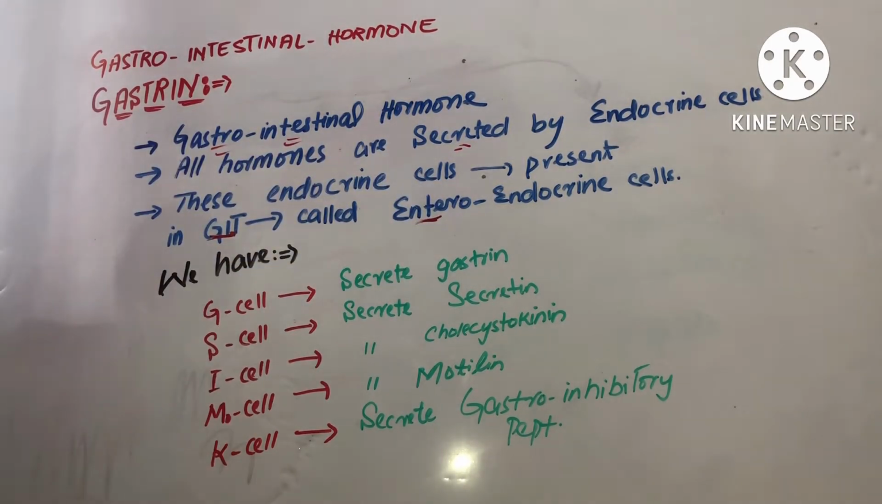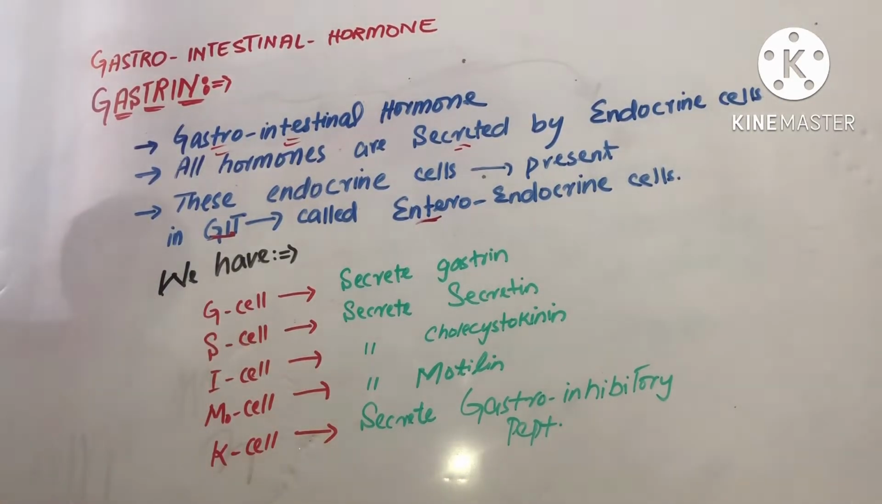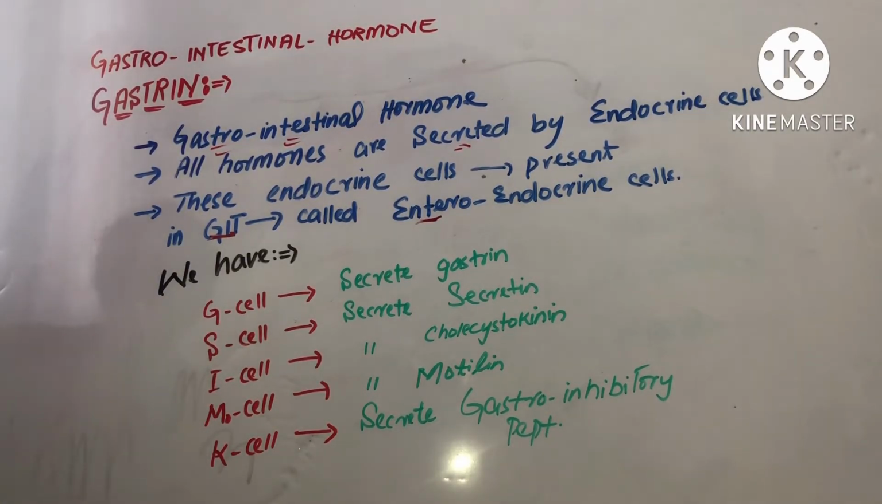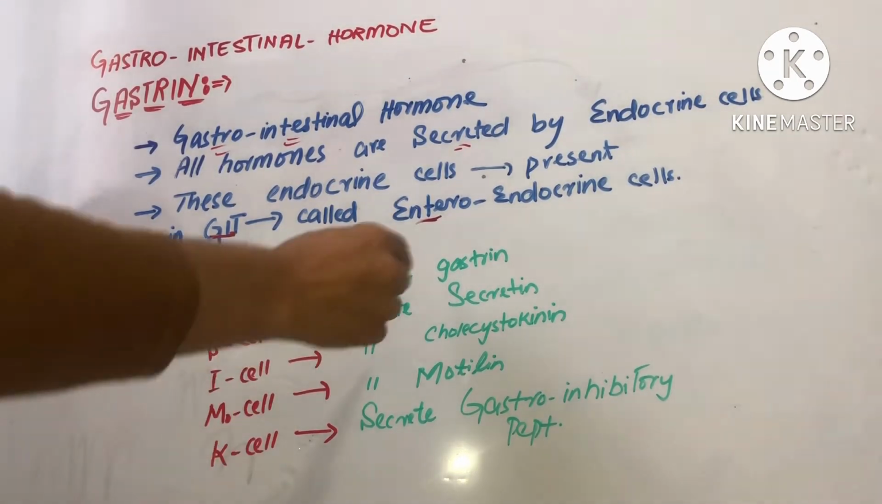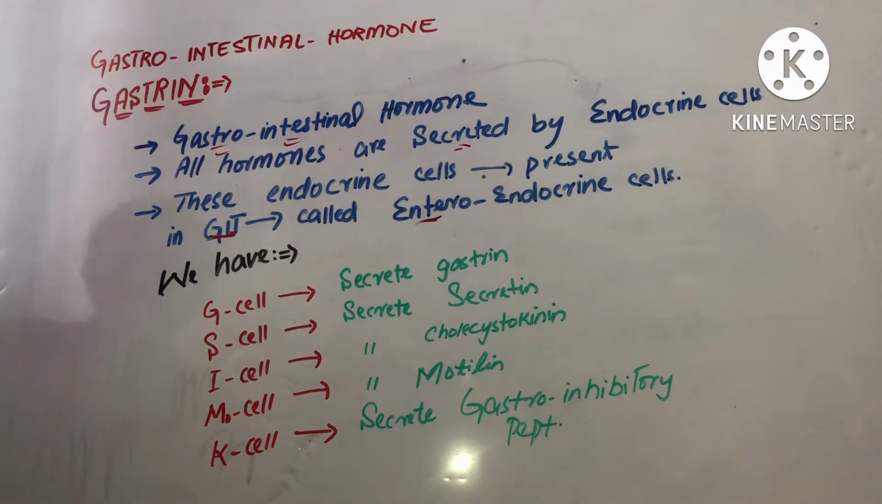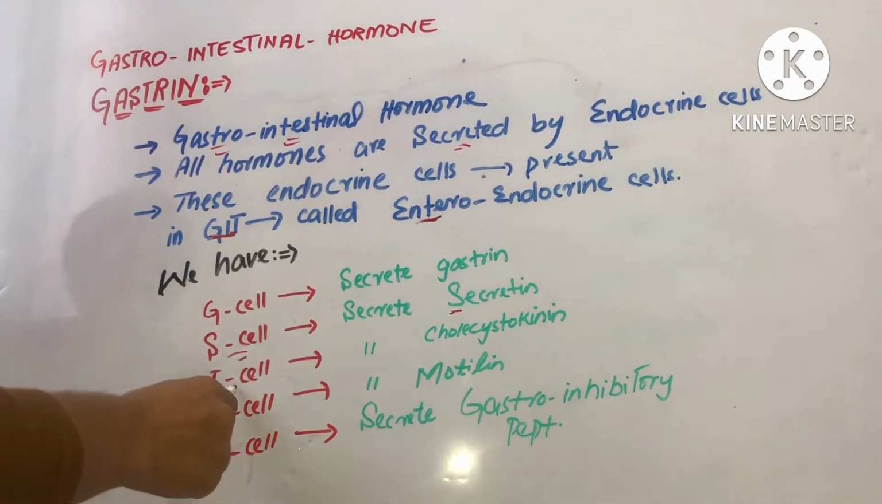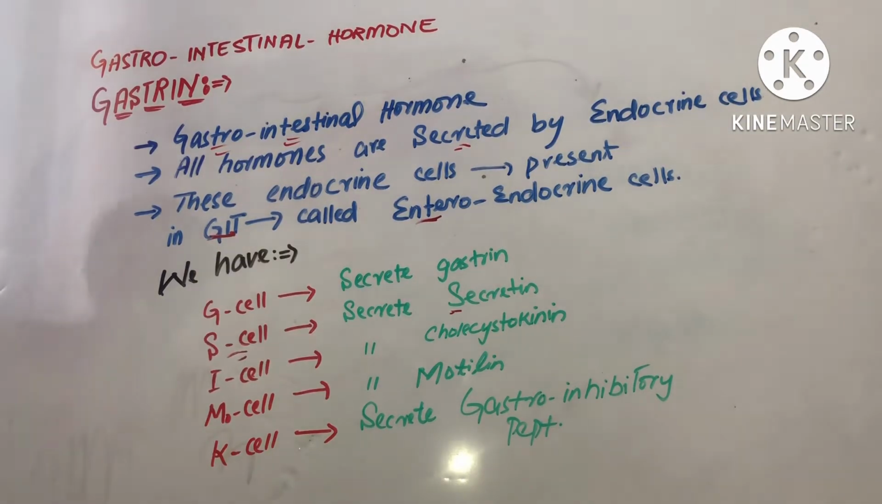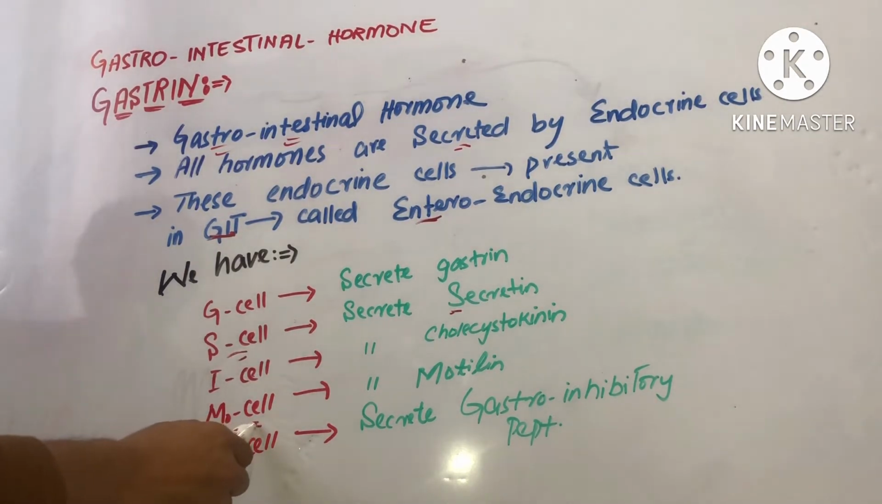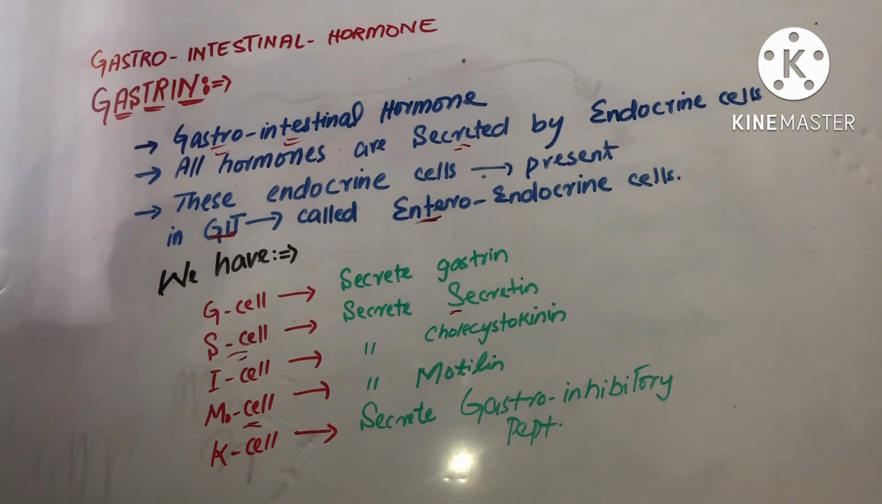Before going further into gastrin, we should know what the different cells are that secrete different secretions. Number first is the G cells. G cells are present inside the GIT tract and secrete gastrin. We have S cells, which secrete secretin. We have I cells, which secrete cholecystokinin. We have Mo cells, which secrete motilin, and we have K cells, which secrete gastric inhibitory peptide.